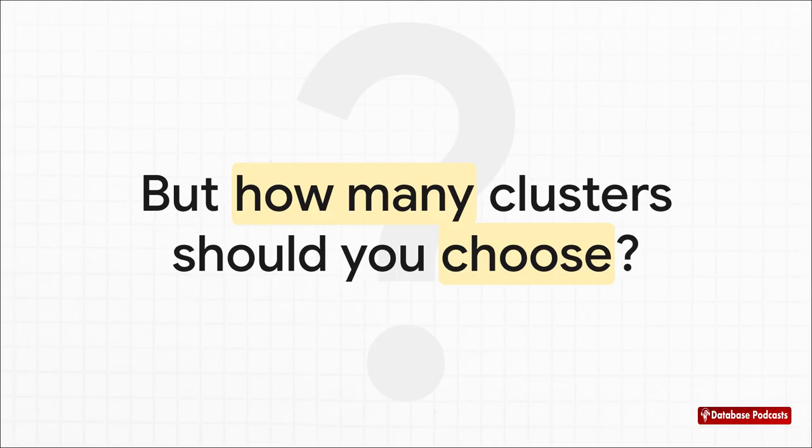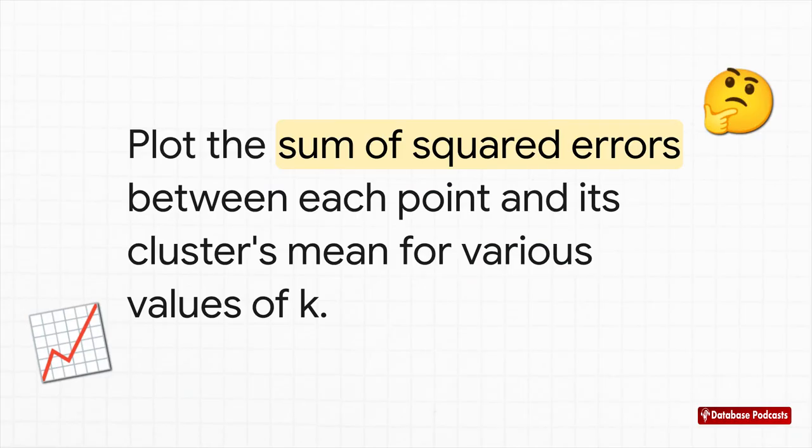So, thankfully, there are some tricks to help guide this decision. One of the go-to methods is to basically try a bunch of different k values. You run the algorithm for, say, 2 clusters, then 3, then 4, and so on. And for each run, you measure the total error, which is just a fancy way of saying how far away, on average, the points are from their cluster centers. You want your clusters to be tight.